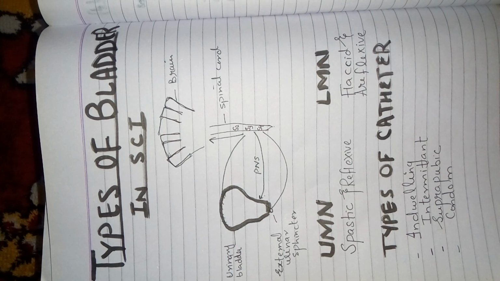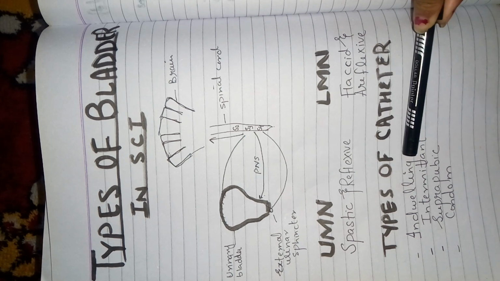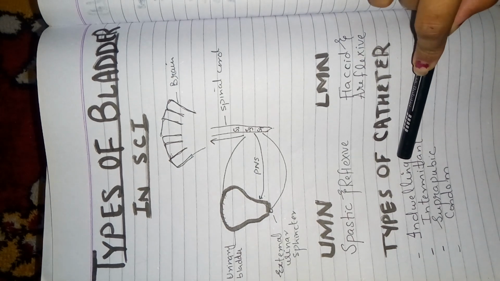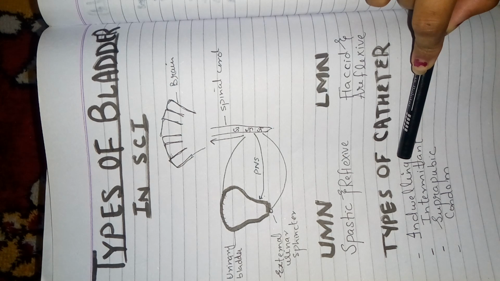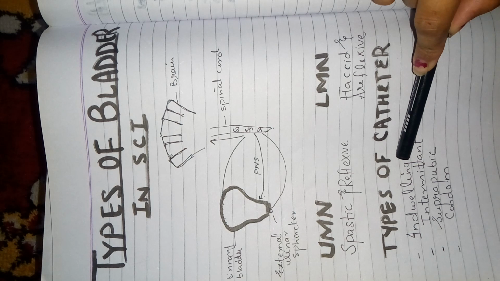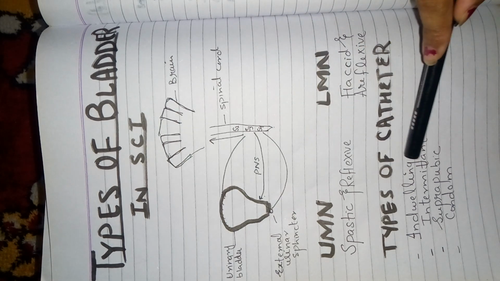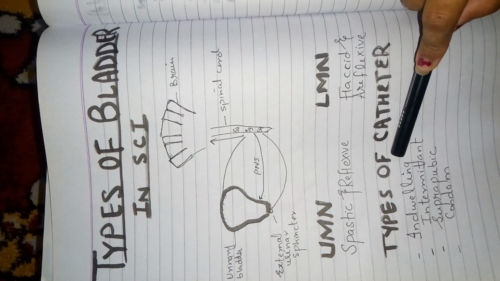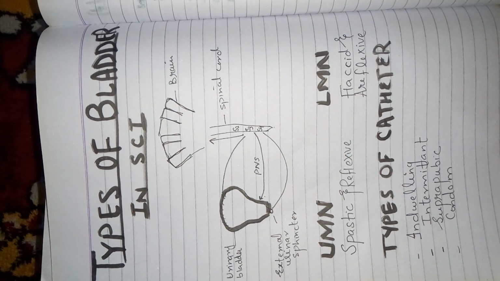Now, indwelling catheter is mostly used in the patient with the flaccid external urethral sphincter, because indwelling catheters, you must be aware, are the normal type of catheter that is used even in other surgical patients, where it is inserted into the urethra, and a bag is attached in which the urine is collected. So that is the indwelling catheter. Okay, so indwelling catheter is mostly used for the patient with flaccid external urethral sphincter.